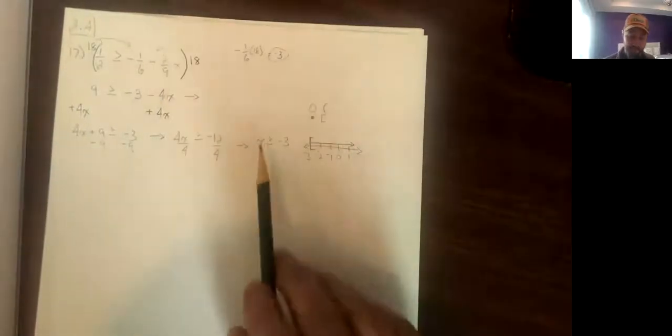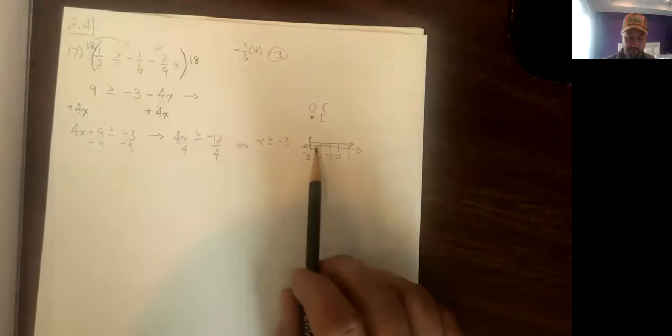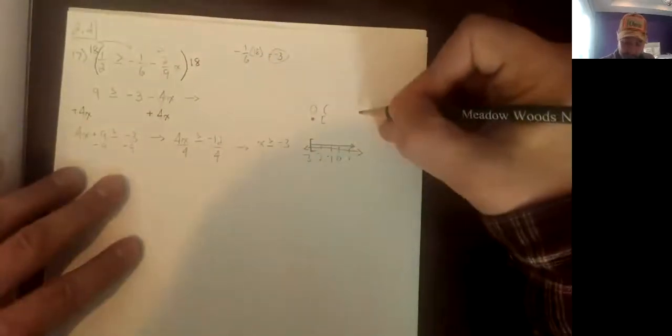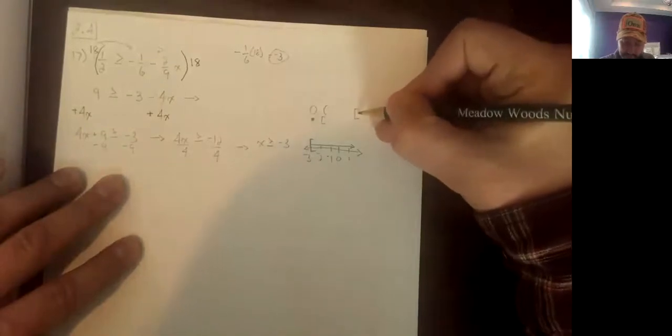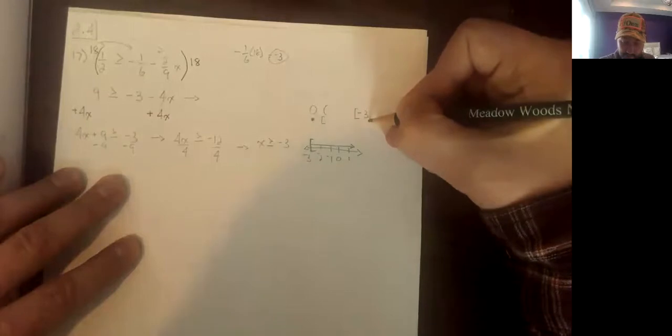So there's my graph. It's just greater than or equal to negative 3. Here's my negative 3. It's just getting bigger for infinity. So if I were writing this, I would say it's greater than or equal to negative 3.